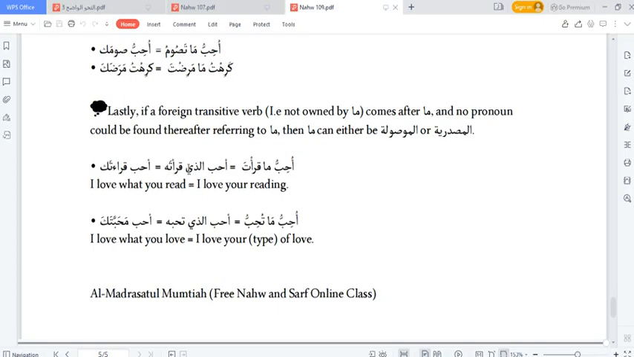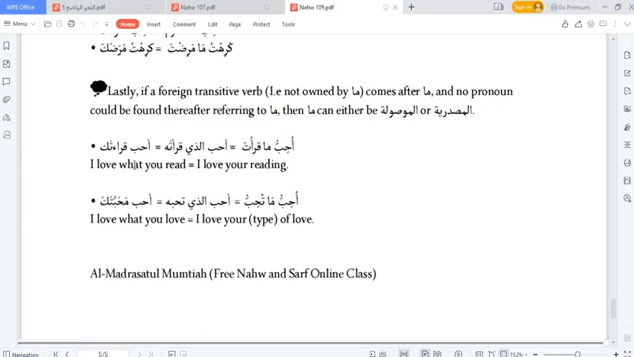This hu now is going back to the ma. You can see now this is now a damir. Even despite the fact that this is a foreign verb, when we have seen a damir going back to the ma, then that ma becomes ma mausula. But if we say uhibbu ma qara'ta, I love that you read, it can be changed to uhibbu qira'atak, I love your reading. So in that context, the ma will be what? Ma masdariya. I hope you understand.